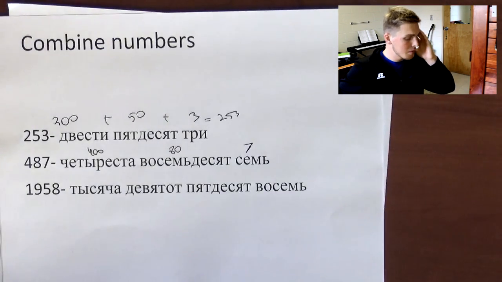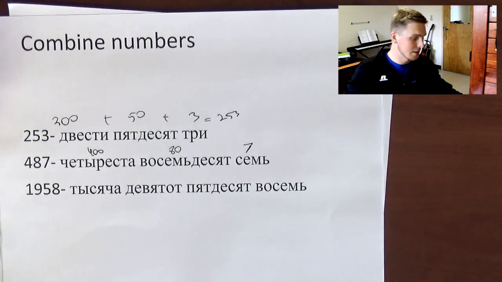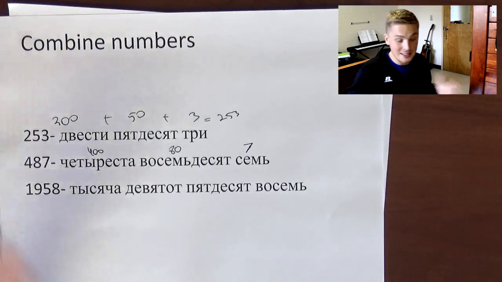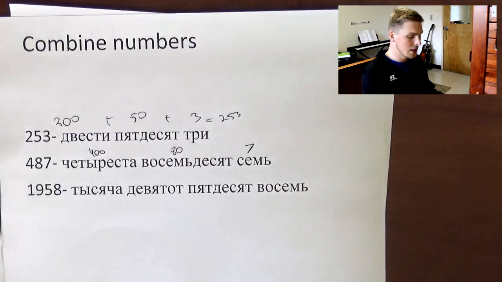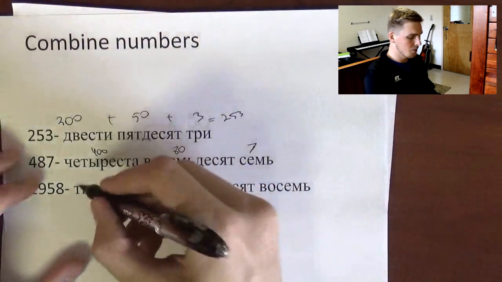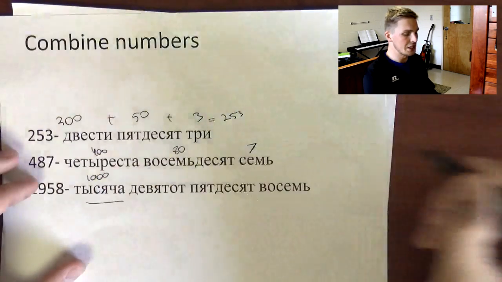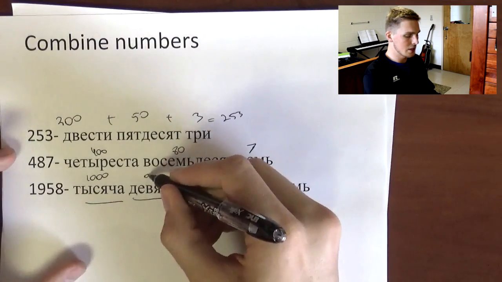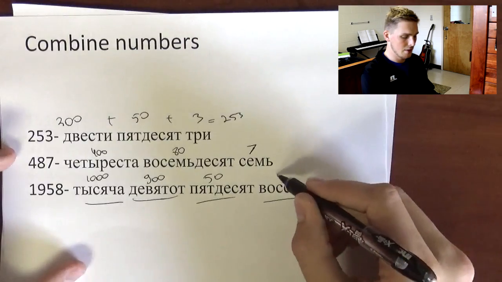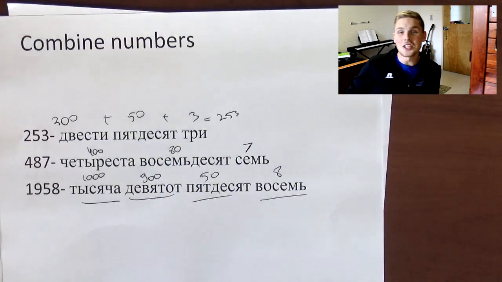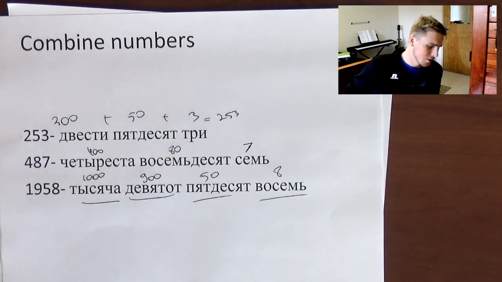And the one that's going to be a little bit more complicated is the number with 1,000. But the logic is going to be the same as for the previous ones. So we know that it's going to be 1,958. The first word is going to be 1,000. The second word is going to represent the 900 piece. Then it's going to be 50 and 8 at the end. So it's going to be 1958. Okay? So the logic is easy.